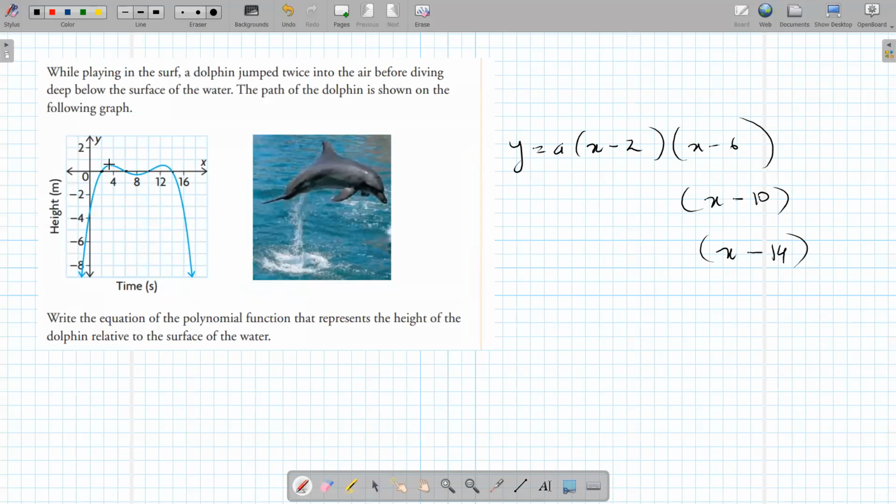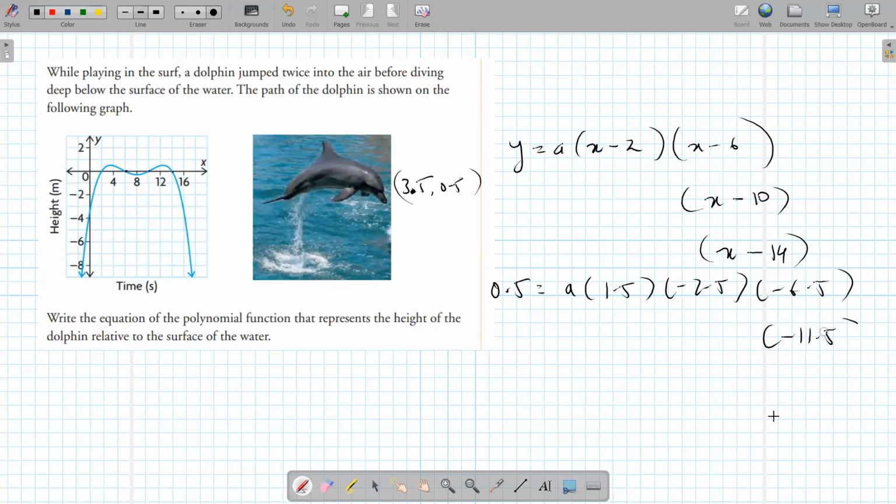Usually they will give it to you, like this point, or they will give you the y-intercept or something. So we know when the x value is 3.5, the y value is 0.5. So you have 0.5 equals, what's 3.5 minus 2? 1.5. 3.5 minus 6 is negative 2.5. 3.5 minus this is negative 6.5. 3.5 minus this is negative 11.5, like that.